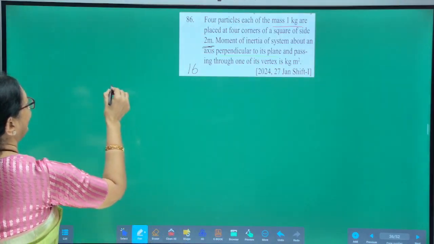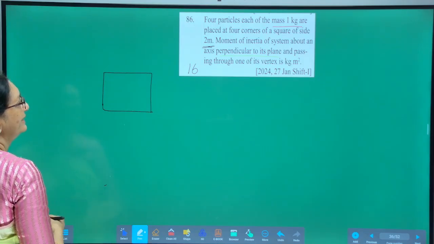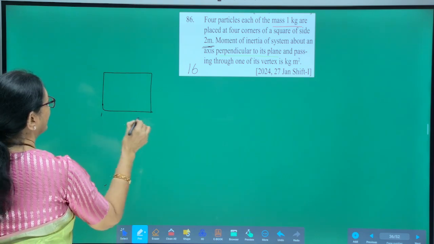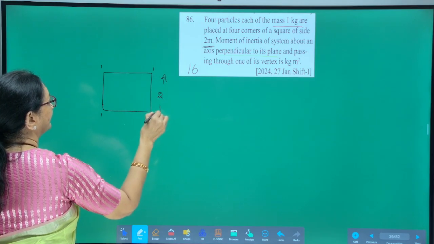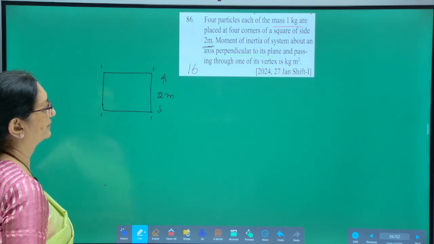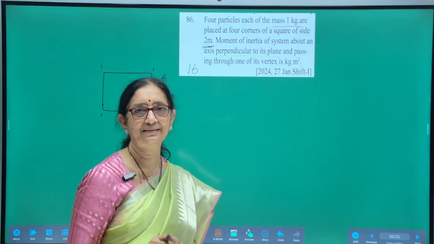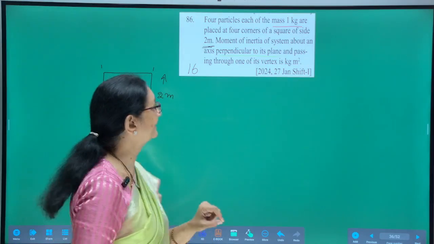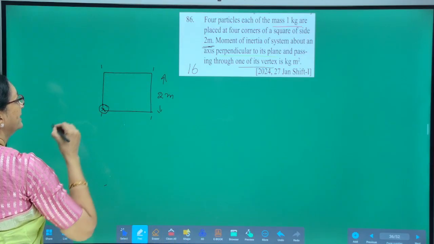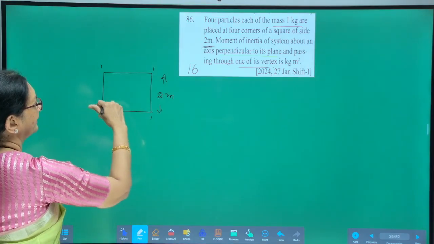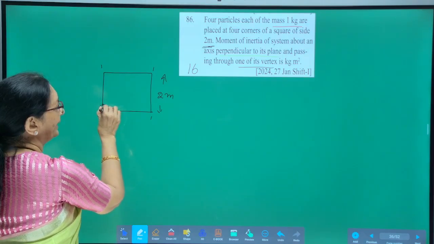4 particles each of mass 1 kg are placed at the 4 corners of a square of side 2 meters. So, the mass of each particle is given as 1 kg and the side length of the square is 2 meters. You are supposed to find the moment of inertia of the system about an axis perpendicular to the plane passing through one of its vertices. Vertex means one of its corners. So, here we have to find the moment of inertia of the system about an axis passing through the corner and perpendicular to the plane like this.